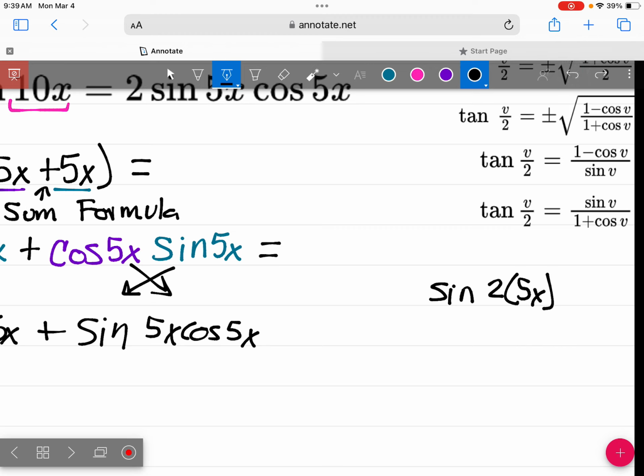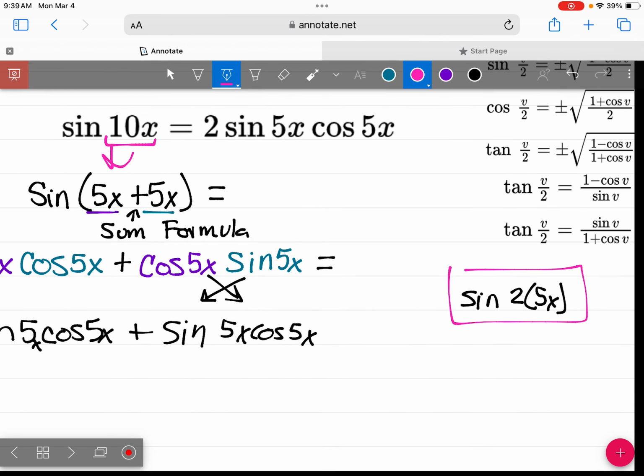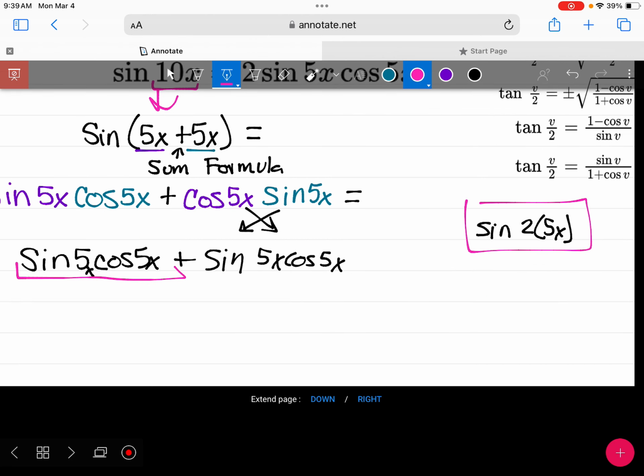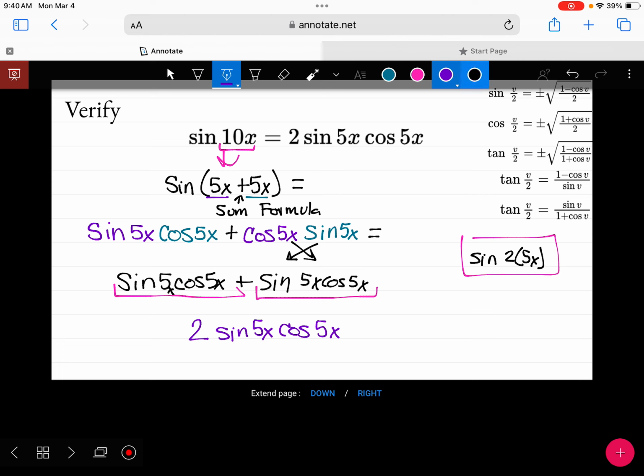So you can either set it up this way, or you can set it up as a sum, and I wanted us to remember our sum formula. Because this is sine of 5x cosine 5x, and this is sine of 5x cosine 5x. So we have 2 sine of 5x cosine of 5x, which is exactly what we wanted it to be. That's exactly what we were trying to get it to match up here.